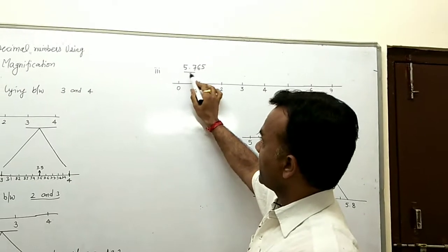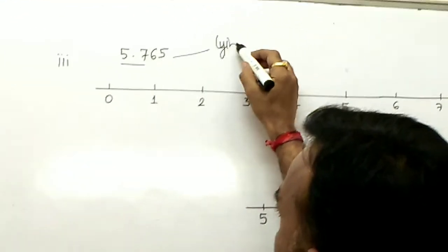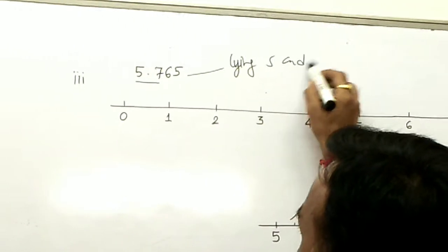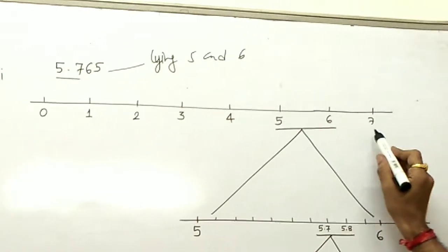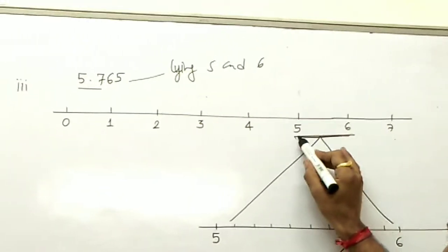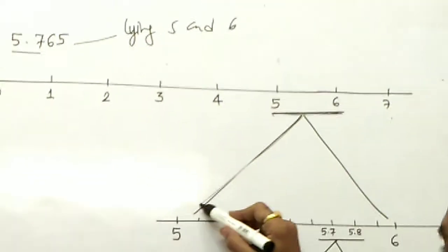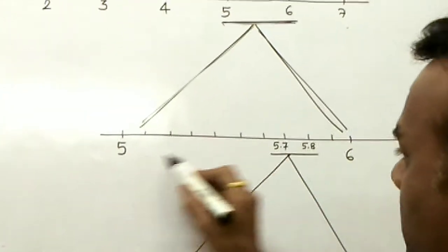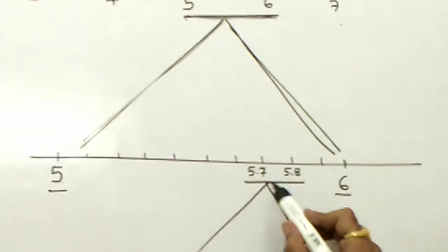Now here we have 5.765. It is lying between 5 and 6. So here we underline 0 to 6, 7. Our number is between 5 and 6, so we enlarge 5 and 6 into 10 parts again. So 5 and 6 are divided into 10 parts, and now your number is 5.7 something.